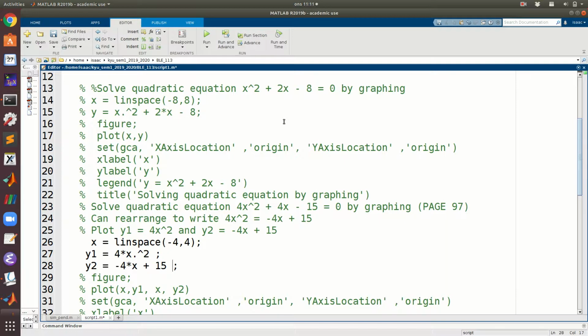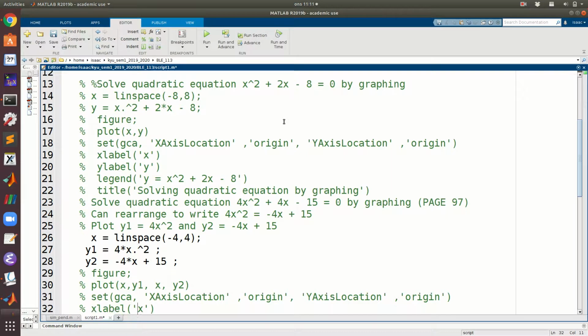-4x plus 15. Okay, but we will understand this one here, -4 times x. It will just get multiplied by each value of x in that vector. But if you're going to square it, you have to specify that it is each value of x which is squared. So that is why we add that dot here, okay, that point.